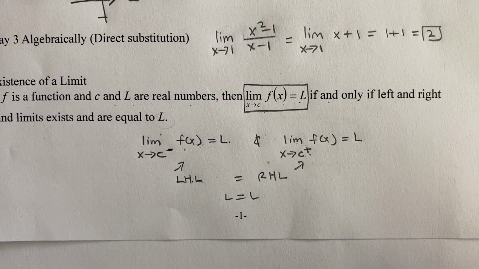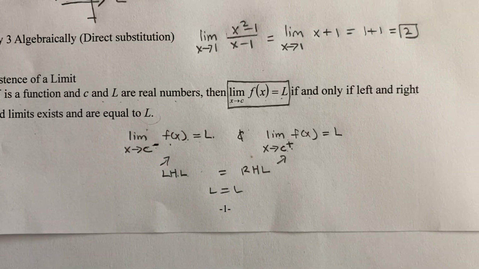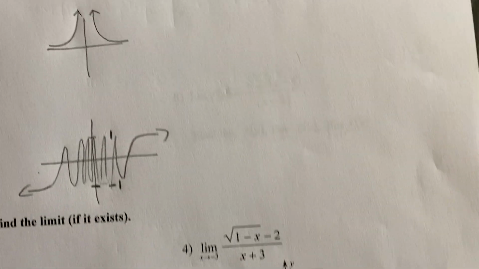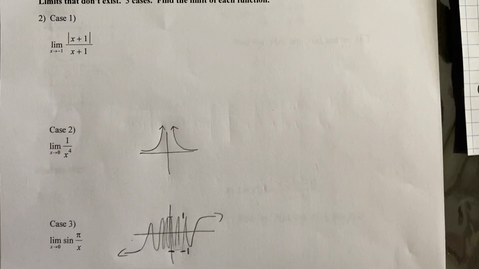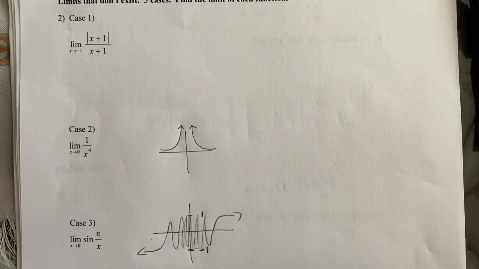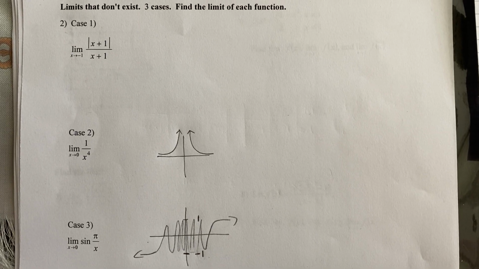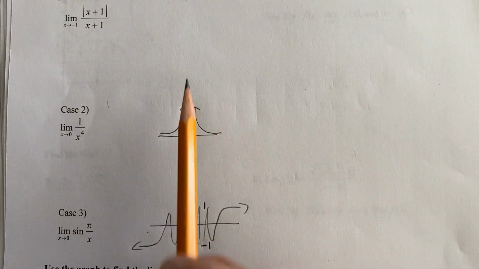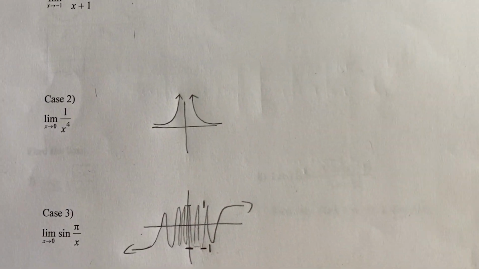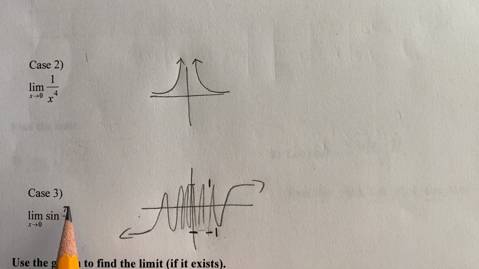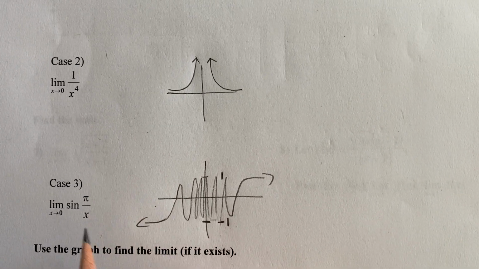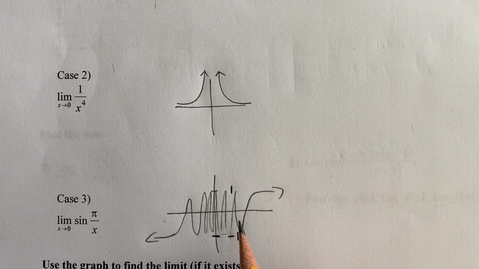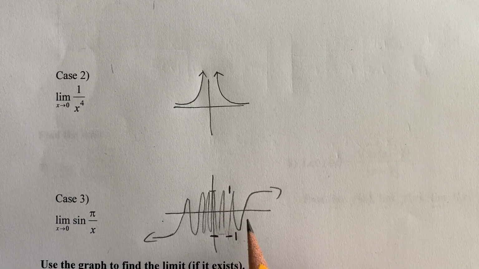All right, so we're going to talk about 3 cases in which the limit does not exist. And so if you flip to your notes, I'm going to give you 3 cases where the limit does not exist. Okay, so we're going to start with case 3, 2, and then we're going to go backwards to 1. So if you take a look at this graph, sine of pi over x, and I don't expect you to graph this by hand, nor does the AP College Board expect you to do it by hand.